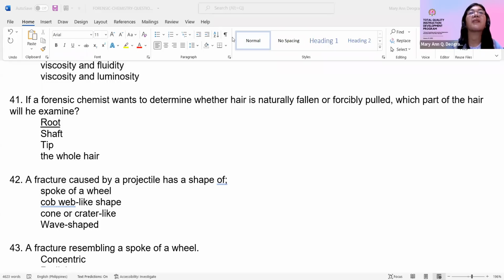Letter? Wala. Nanghula na lang kayo, mga anak.